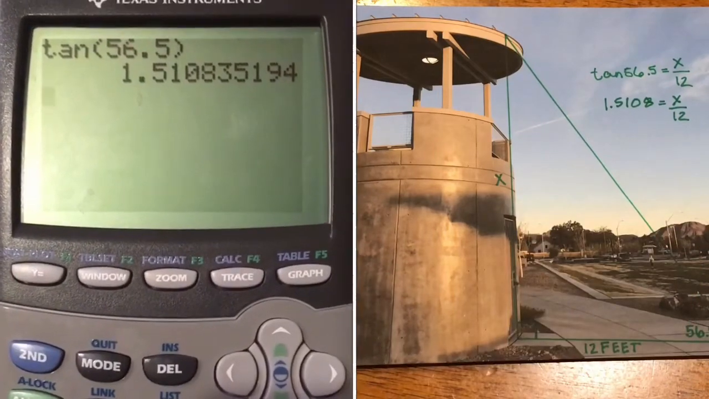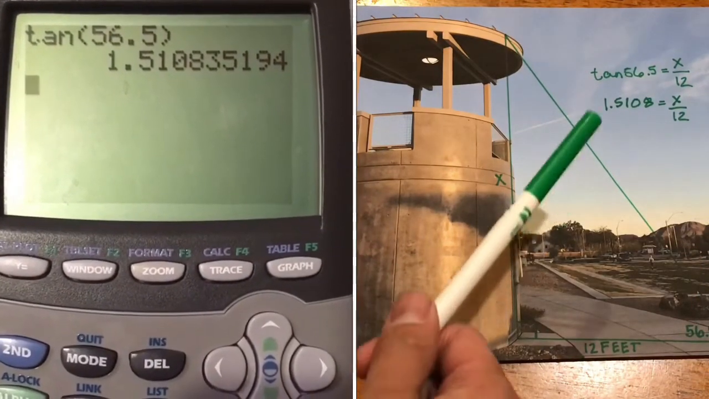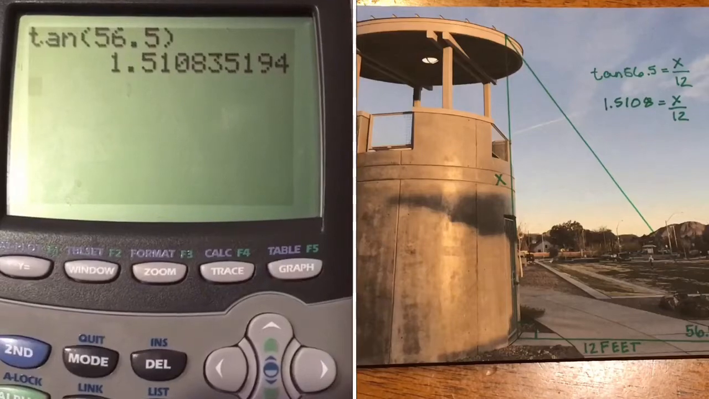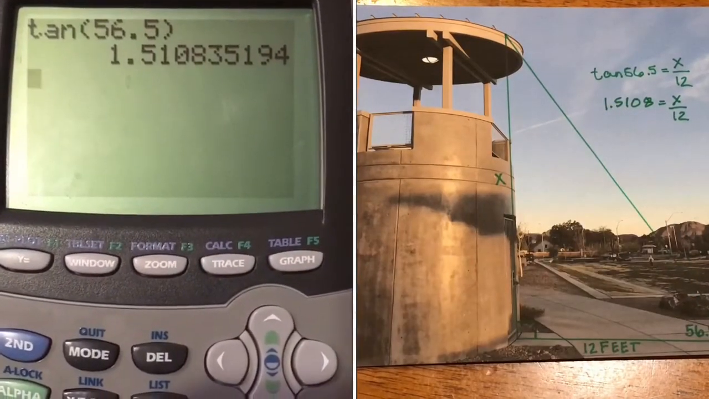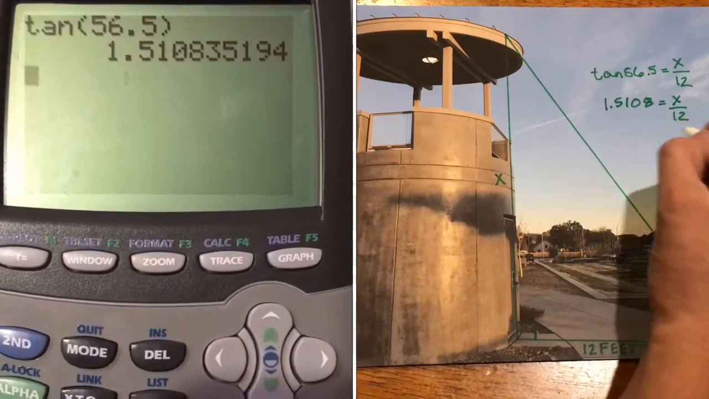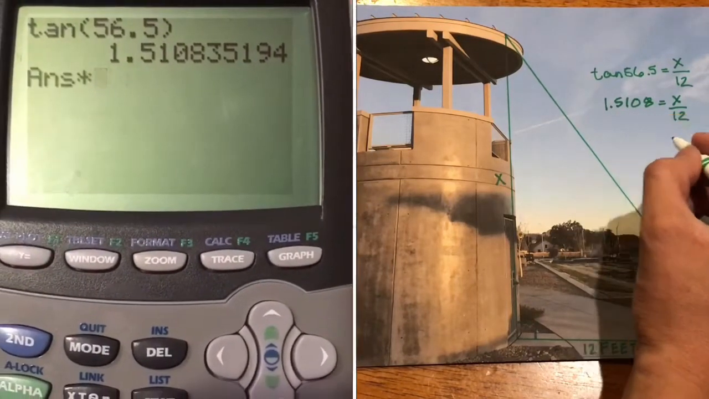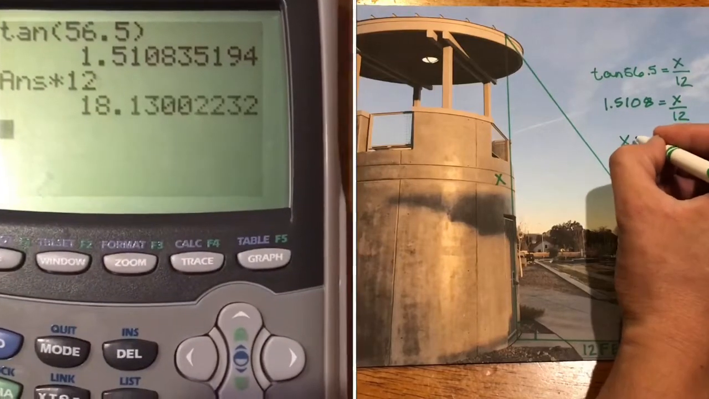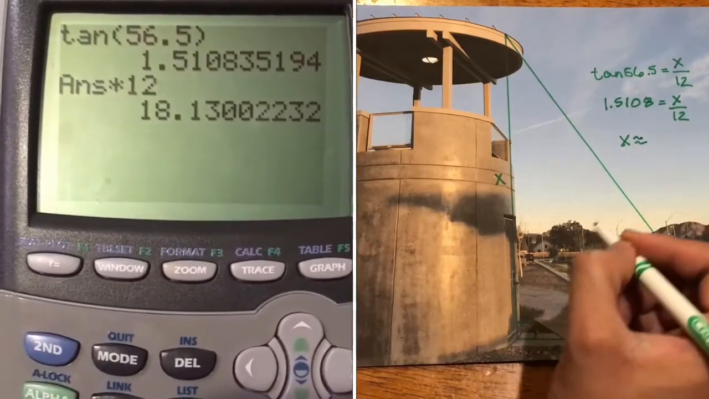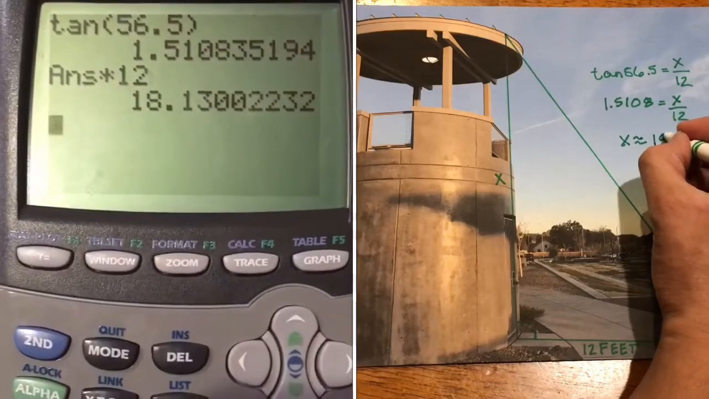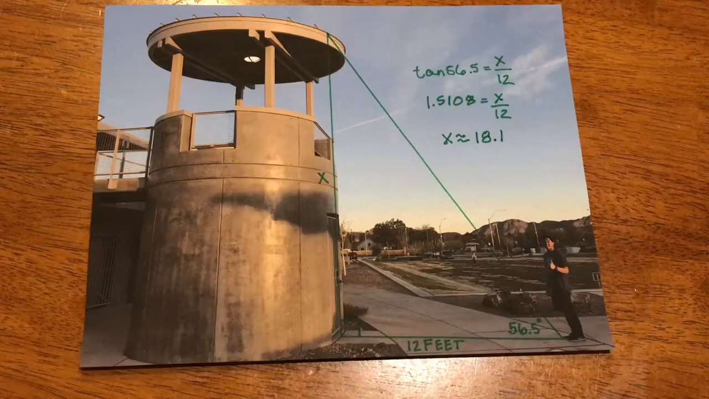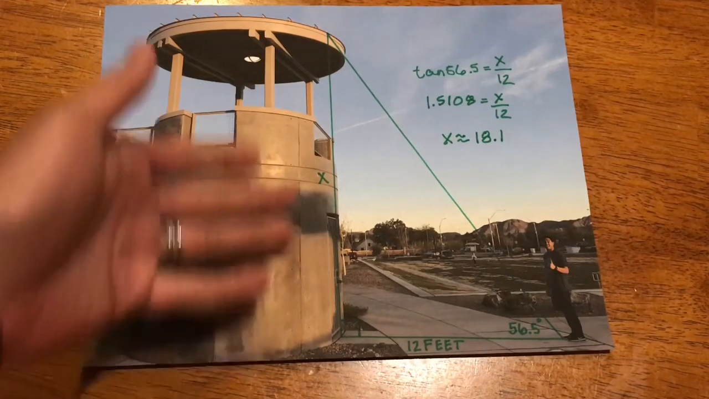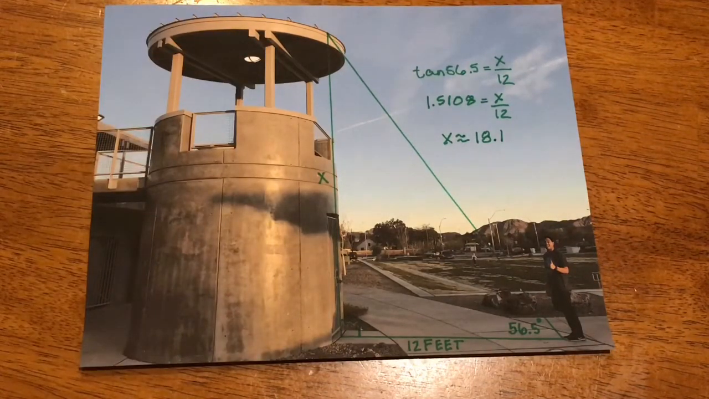Now to figure out the height, we just need to solve for x. So I need to multiply tangent of 56.5, or in this case 1.5108, by 12. And we would see that we get that x is approximately 18.1. And so the height of the tower is about 18 feet.